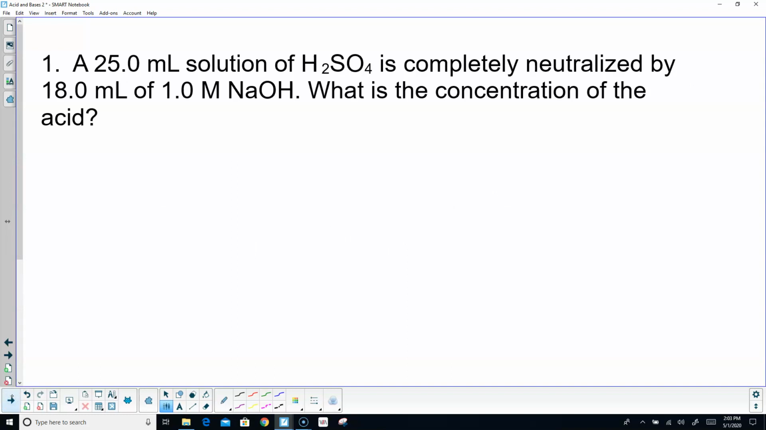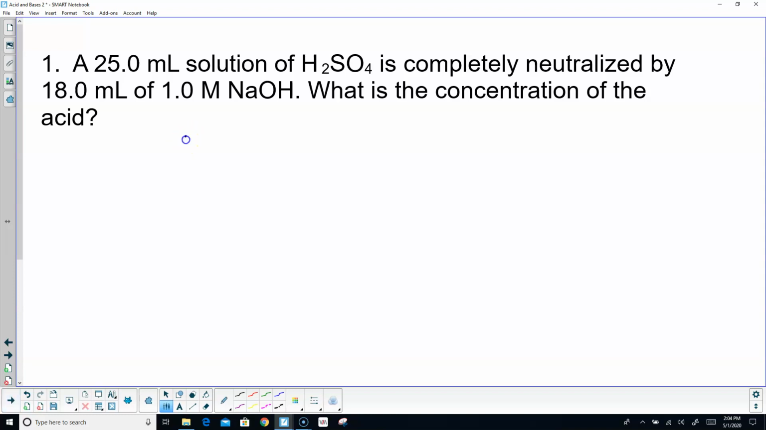This would be an example of a solution stoich, or a titration. It says I have 25 mL of a sulfuric acid solution that is completely neutralized by 18 mL of a 1 molar sodium hydroxide. I want to know what the solution concentration is for that acid.